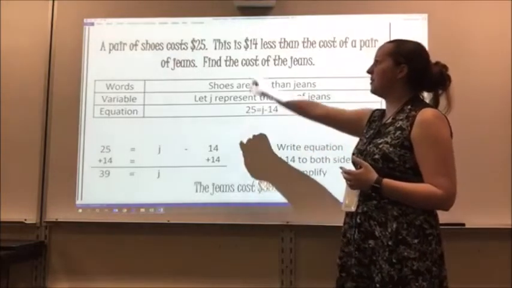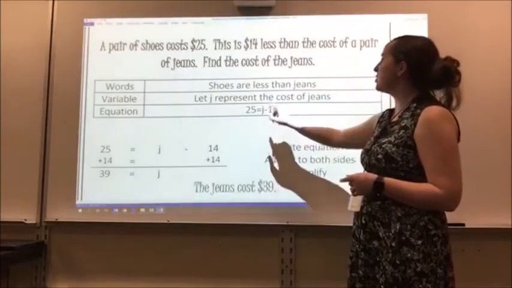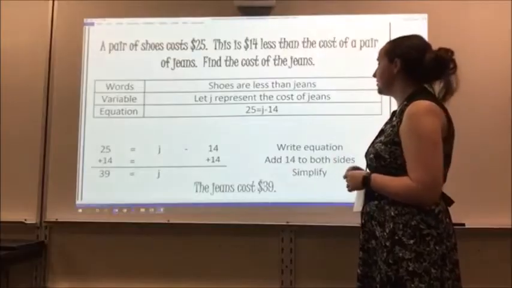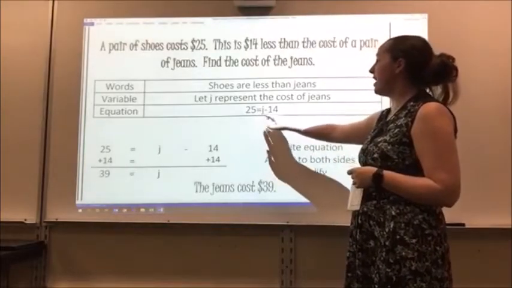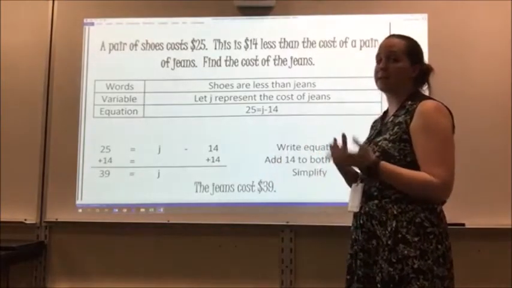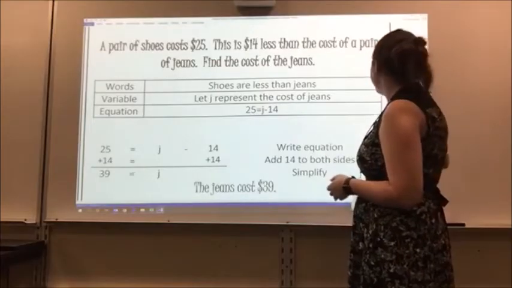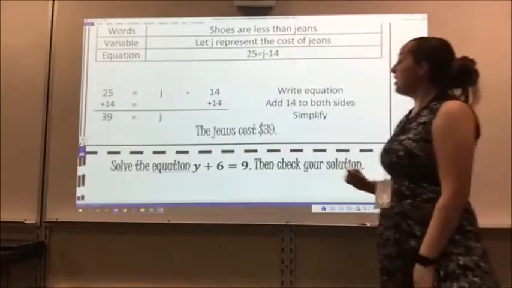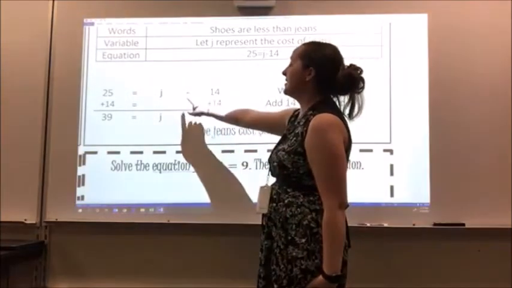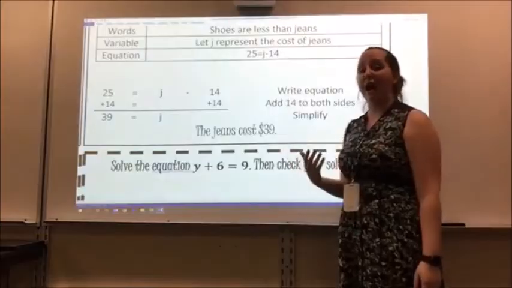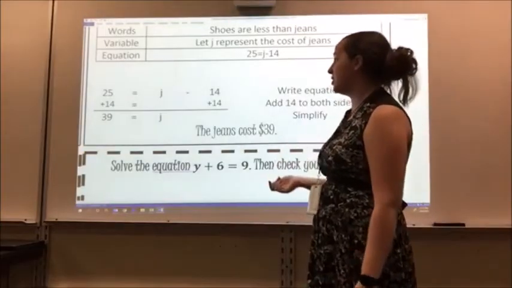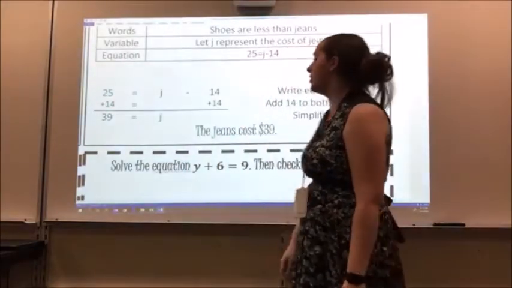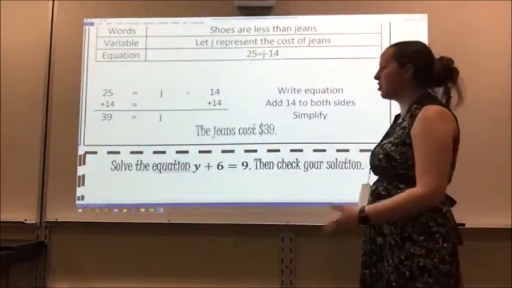So 25, because that's the cost of my shoes, equals the jeans, 14 less than the cost of the jeans. So I have 25 equals J minus 14, because that's the jeans minus $14. So now that I have my equation, I can go ahead and solve it. So again, because I have a minus sign here, I want to add, because the opposite of subtraction is addition. 25 plus 14 is 39, so $39 is the cost of the jeans.